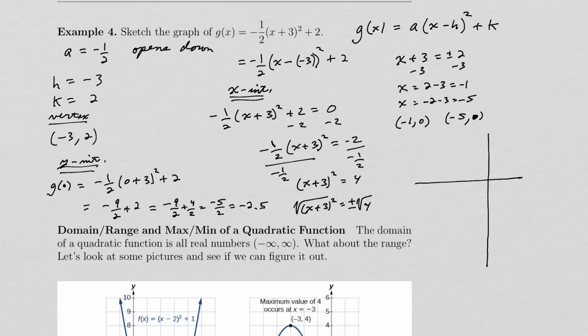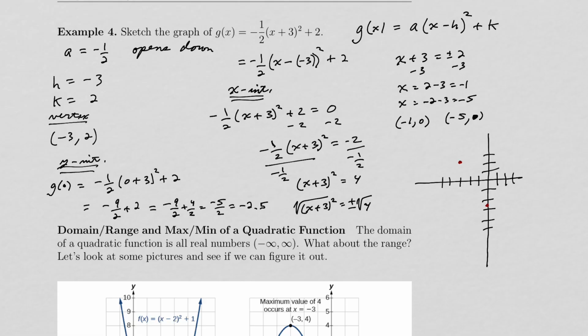Okay, so let me draw some tick marks. 1, 2, 3, 4, 5. 1, 2, 3, 4, 5. All right, so I know my vertex is at (-3, 2), right? So if I go to the left 3, up 2, that's going to be right here. Then my y-intercept was (0, -2.5). So that's kind of like right here.